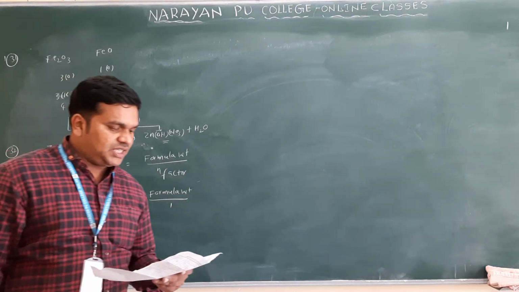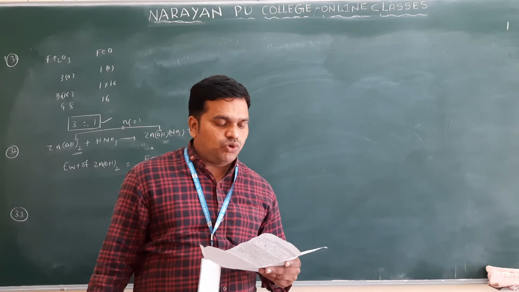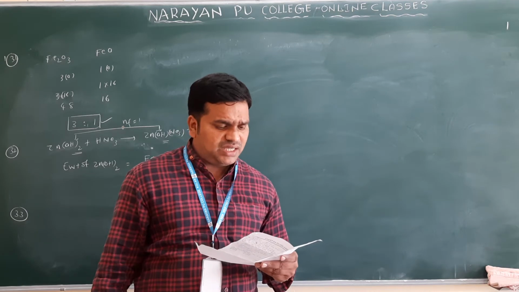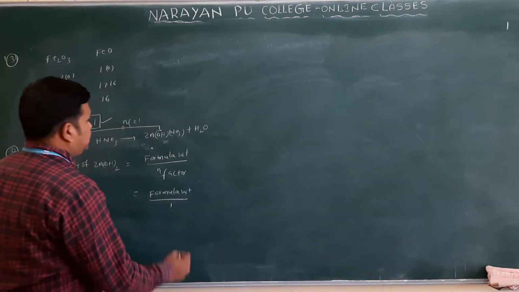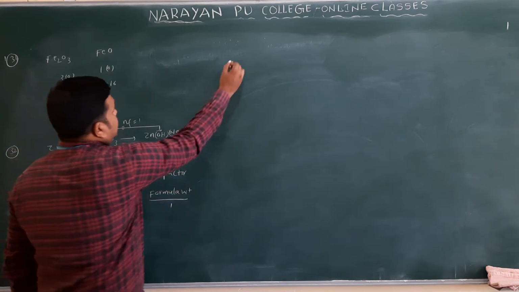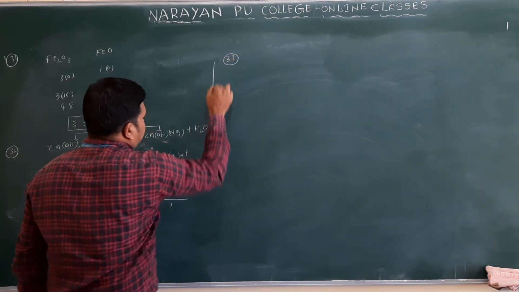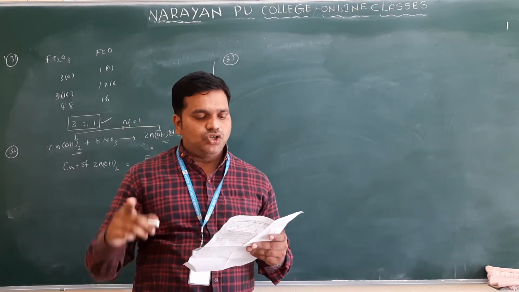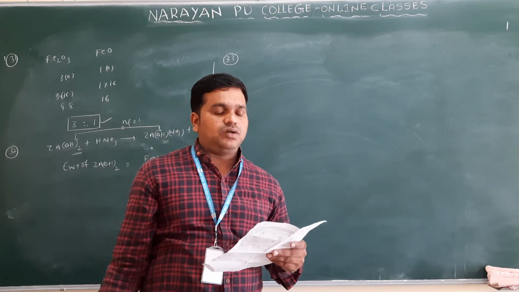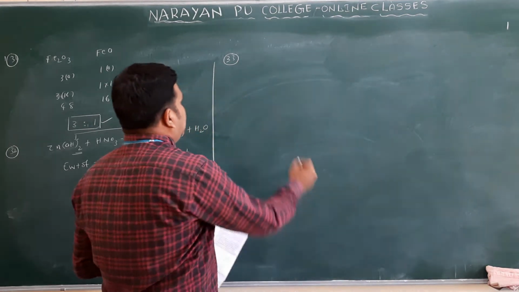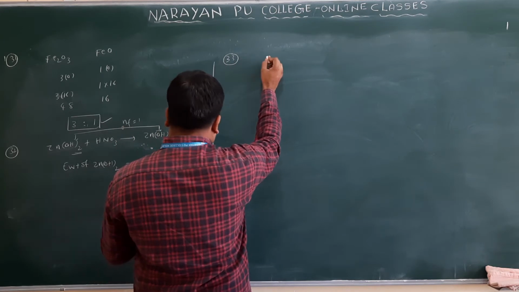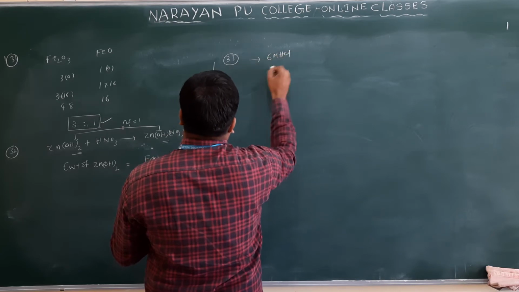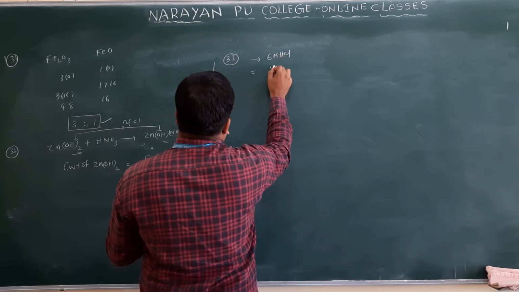See question number 33 we have. What volume of 6 molar HCl should be added to 2 molar HCl to get 1 liter of 3 molar HCl? Let us take 3 containers, or you can take the first beaker. The first beaker is having 6 molar HCl. We don't know what the volume is.